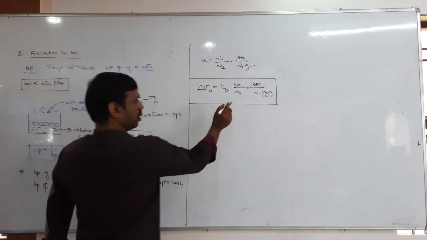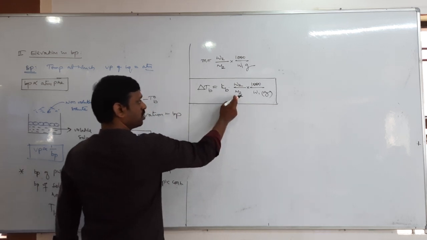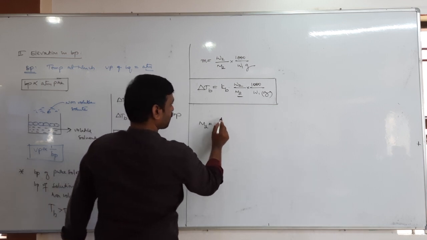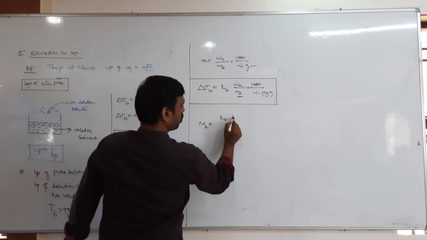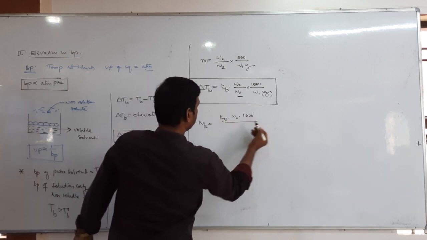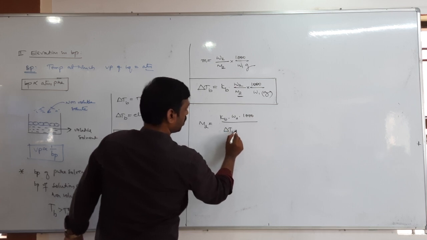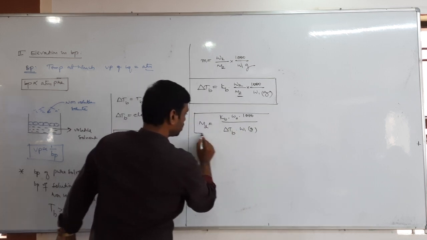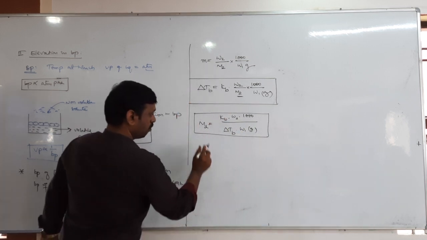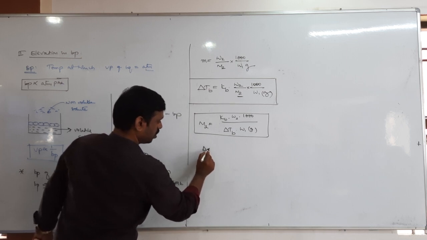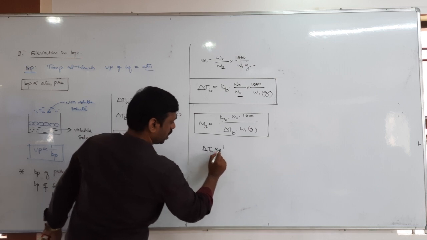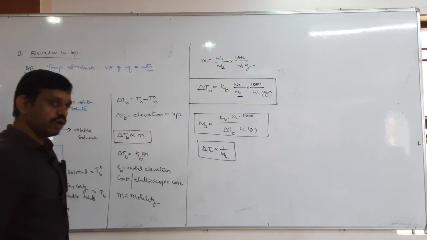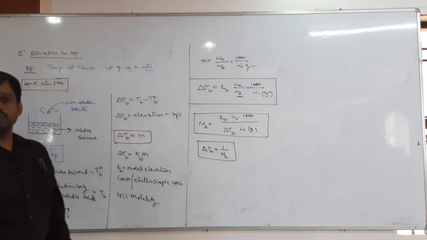But we also know that the molar mass of the solute is inversely proportional to delta TB. Therefore, M2 is equal to Kb into W2 into 1000 divided by delta TB into W1, where W1 should be in grams. The molar mass can be calculated accurately. You can remember it like this: delta TB is inversely proportional to the molar mass of the solute. Yes or no? All colligative properties are inversely proportional to the molar mass of the solute.